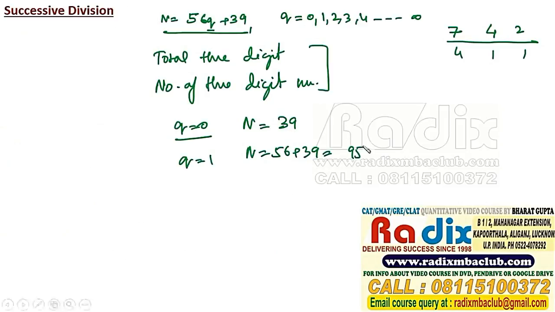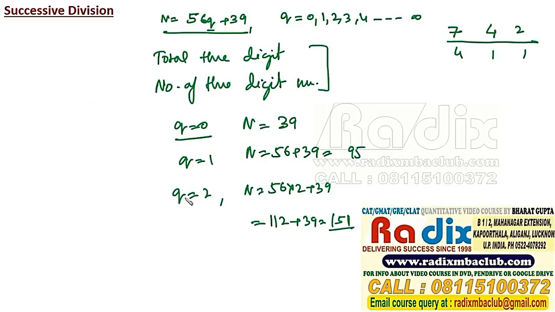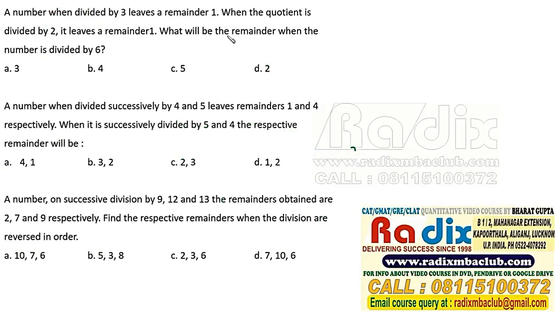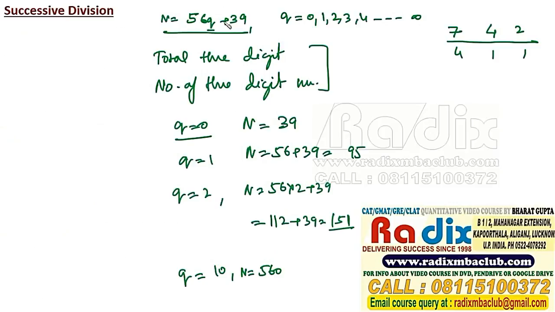95. Now if we put q as 2, we will get the first 3 digit number: 56 into 2 plus 39, this is 112 plus 39, or it is 151. Now we have to calculate how many values are possible for 3-digit numbers. Let q be 10, it will be 560 plus 39, right? This is 599. It means it will go further.